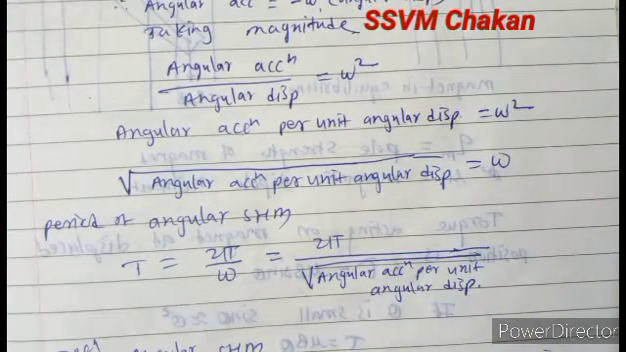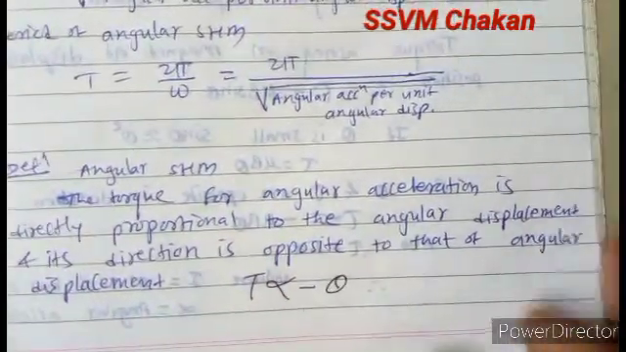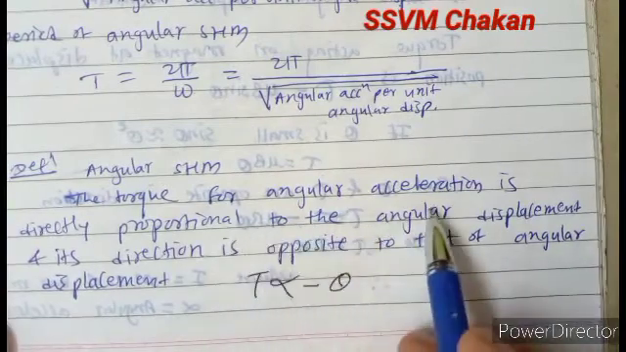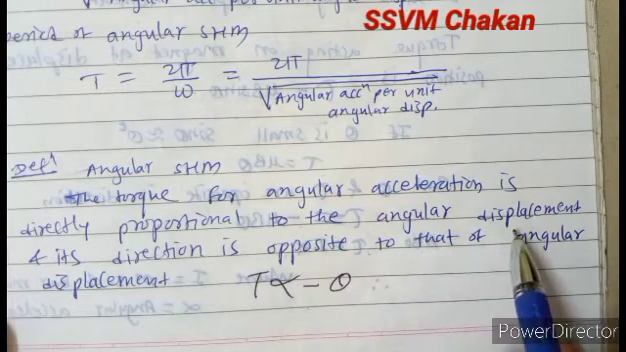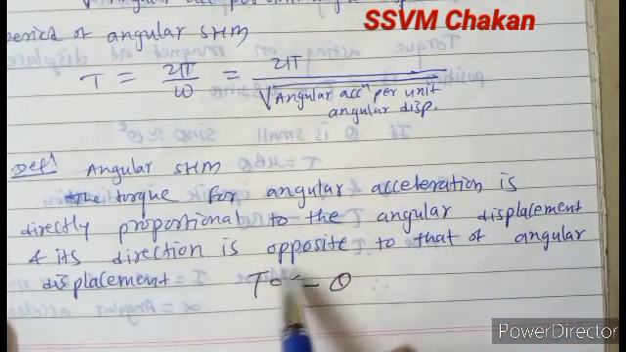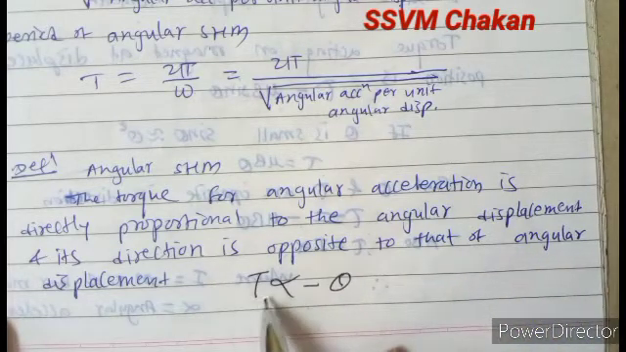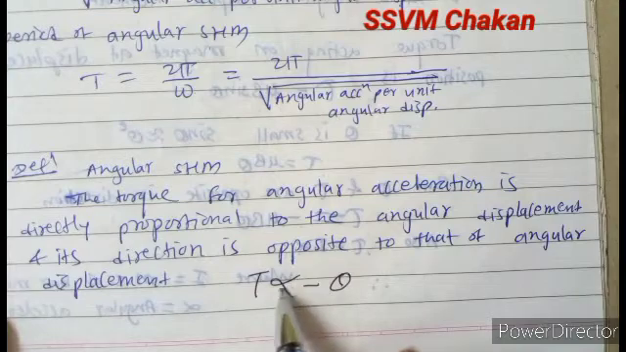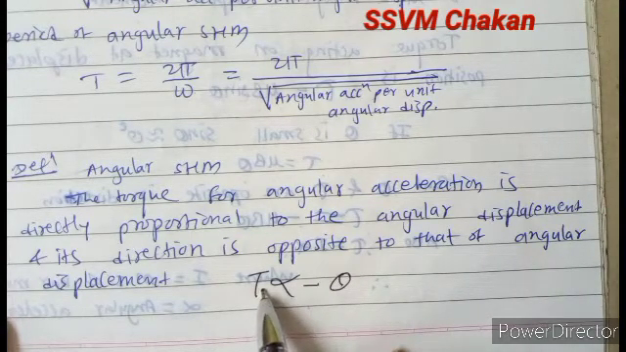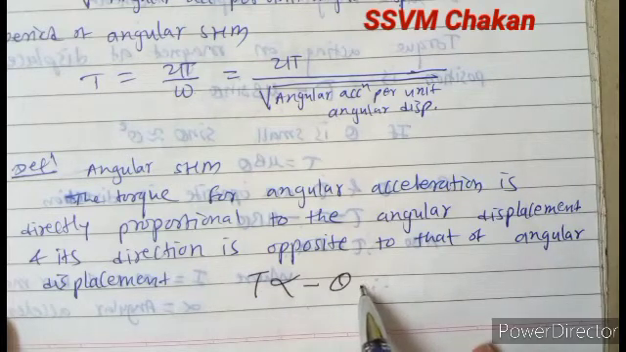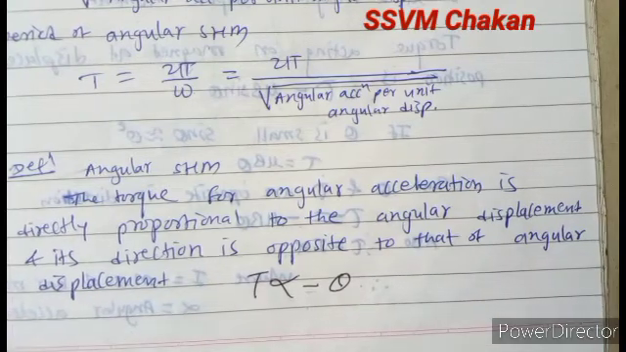We have seen the definition, but we write again the definition of angular SHM. The torque or angular acceleration is directly proportional to angular displacement, and its direction is opposite to that of angular displacement. In mathematical form, it can be written as tau proportional to minus theta. Tau, that means torque or angular acceleration, is proportional to the angular displacement. Its direction is opposite, therefore a negative sign is taken.